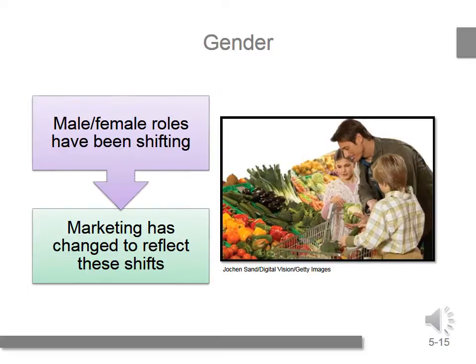Macroenvironmental factors include demographics as well. This slide deals with gender. Male and female roles have been switching. Women now make up more than 60% of the college population. How do you believe this will affect the workplace in the future?